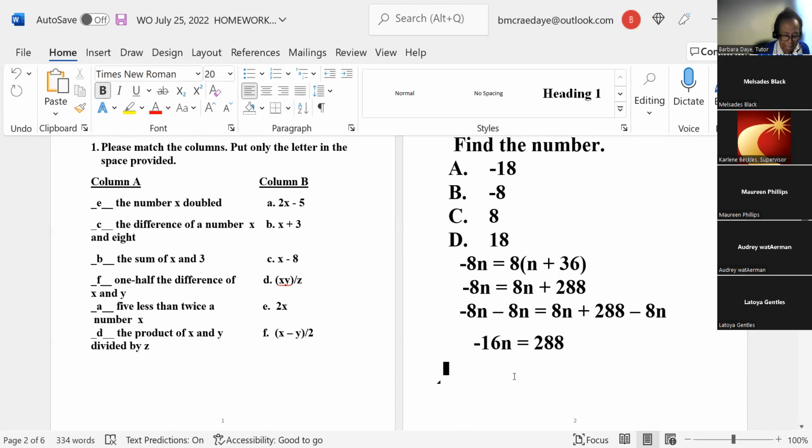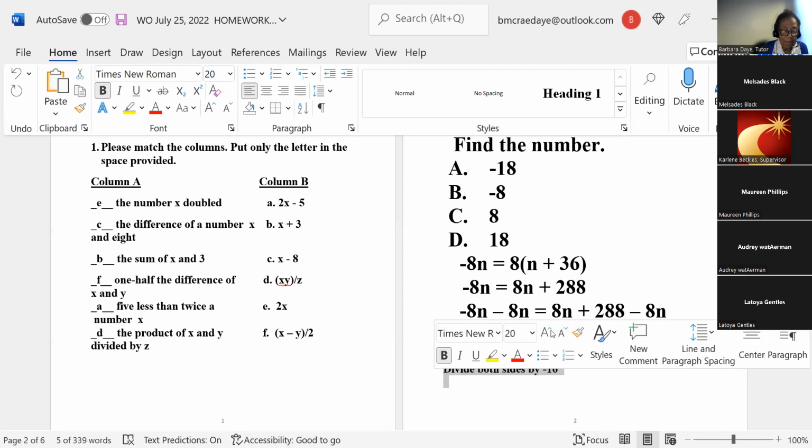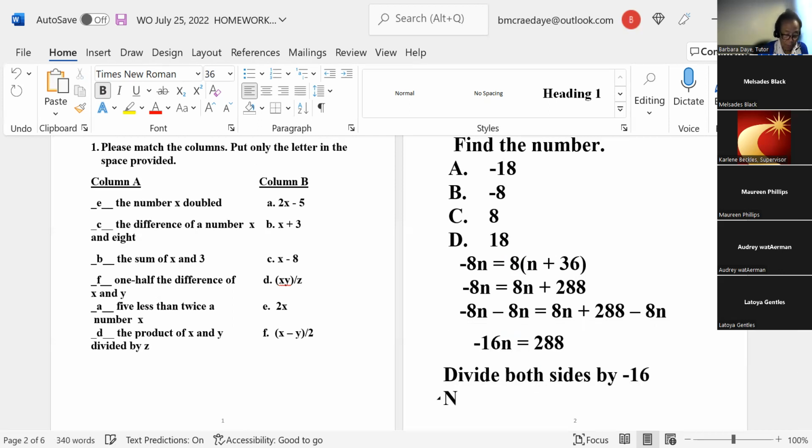I want to just get n. That's it. Divide what? Divide 288 by negative 16n. Yeah. Divide both sides by negative 16. All right. And what will be the value of n, Audrey? What do you get when you divide that? 18. So what is n equal to, Audrey? n equals 288 divided by negative 16. Plus or minus 18, Audrey?